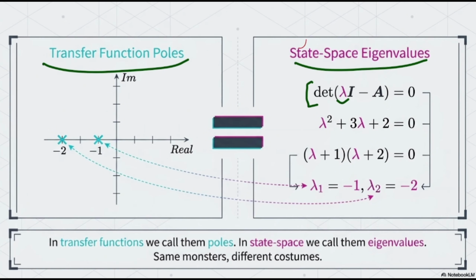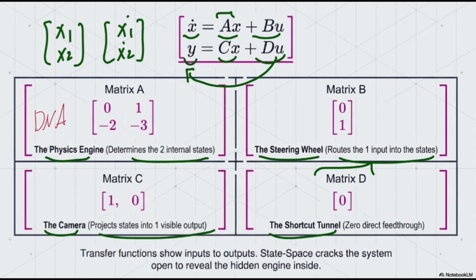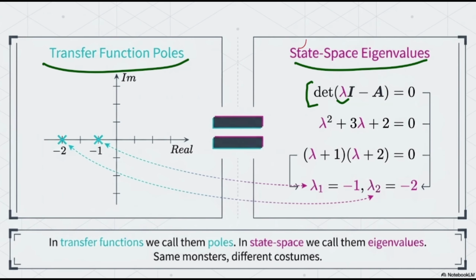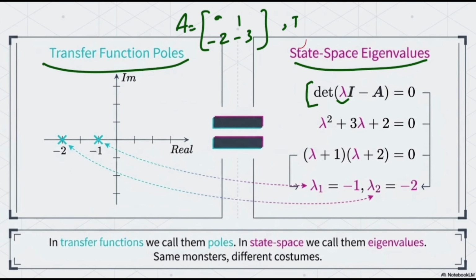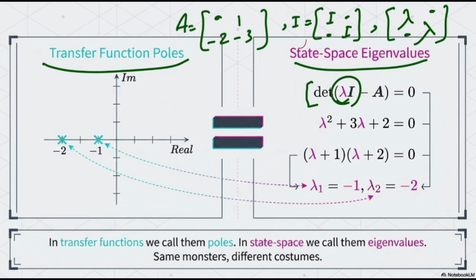It means that based on the previous chapter, based on the previous slide, if we consider that A equals 0, -2, 1, and -3, and I is going to be, because it's second order, the identity matrix 1, 0, 0, 1, and the lambda itself is going to be lambda, 0, 0, lambda. So if you put this one, lambda times I is going to be lambda, and subtracted by A, which is this value, you have the matrix itself.